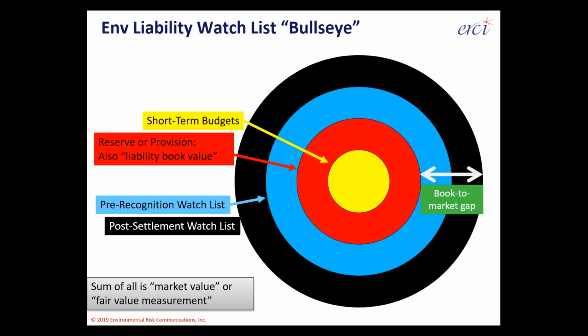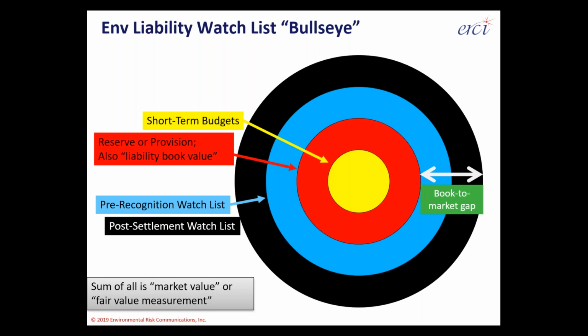What does that mean in terms of compilation of data? We have something that I call an environmental liability watch list bullseye, where you're looking at not just your budget, which is the very center of the bullseye here in yellow, the short-term budgets, but also what's booked in the red circle. That's the book value of your liability. And then the two outer circles here, which are the watch lists for pre-settlement, where your pre-recognition rather, where you're identifying what will have to go on to a reserve someday, prospectively.